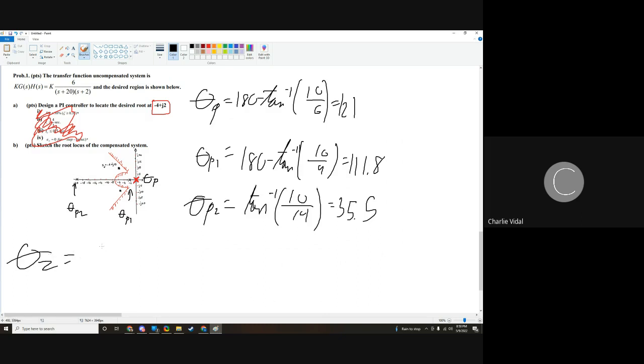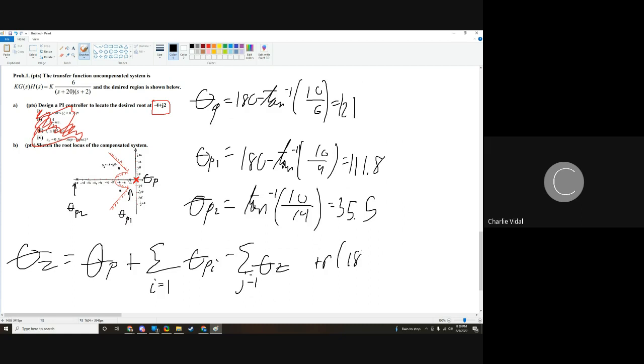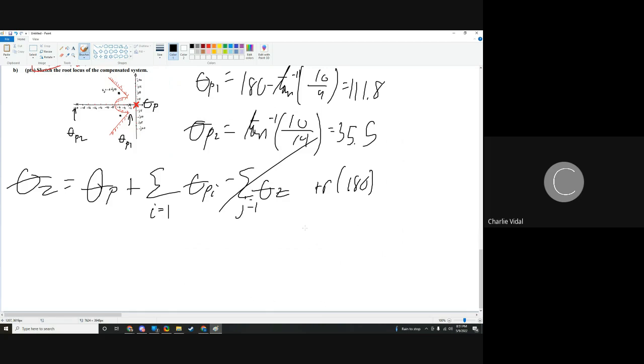Theta z is equal to theta p. It's going to be slightly different from the last equation. And really the only difference is that it's theta p this time. You just add a theta p in the beginning times the summation of all the theta p's minus the summation of all the theta z's plus r times 180. So if you can tell right now, there are no theta z's, so we're just going to get rid of that. It's not helpful to us right now.